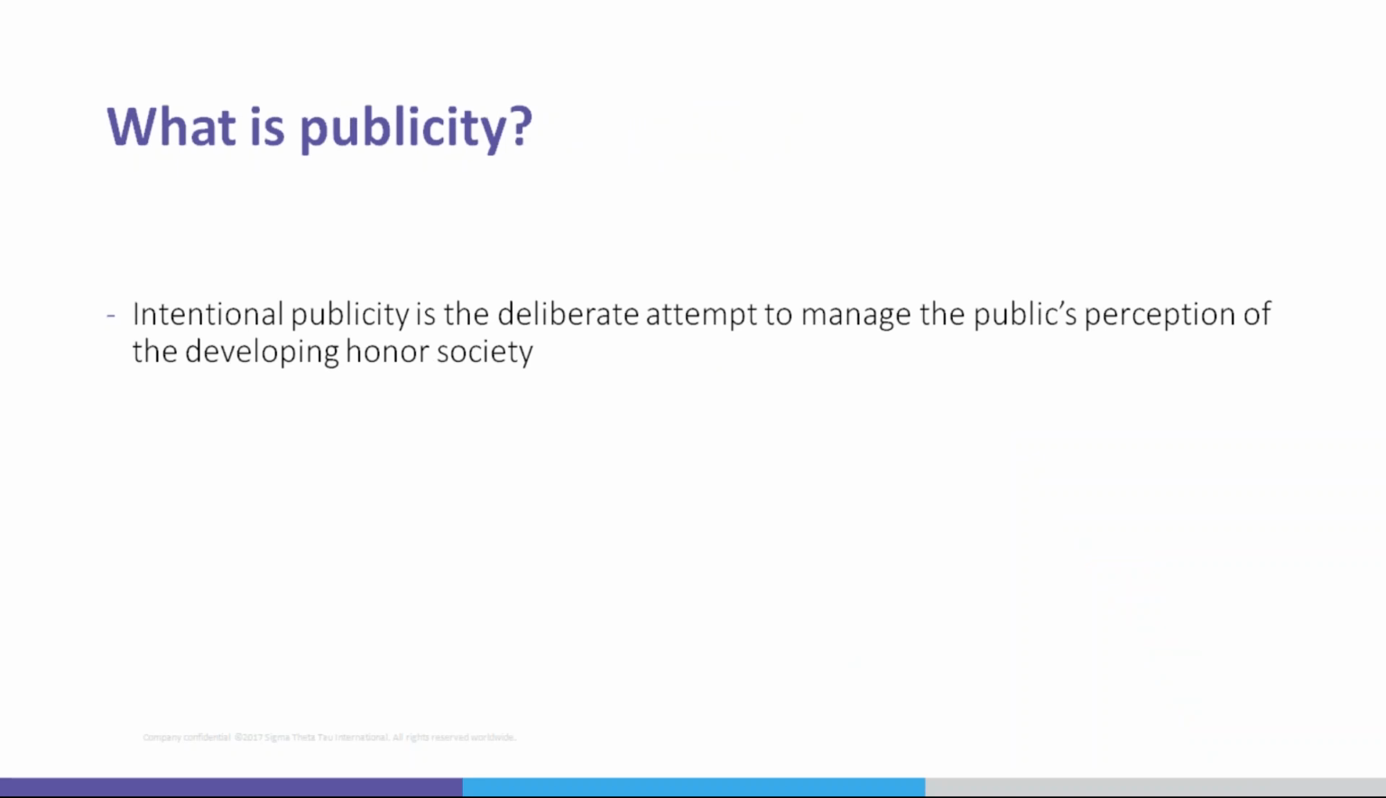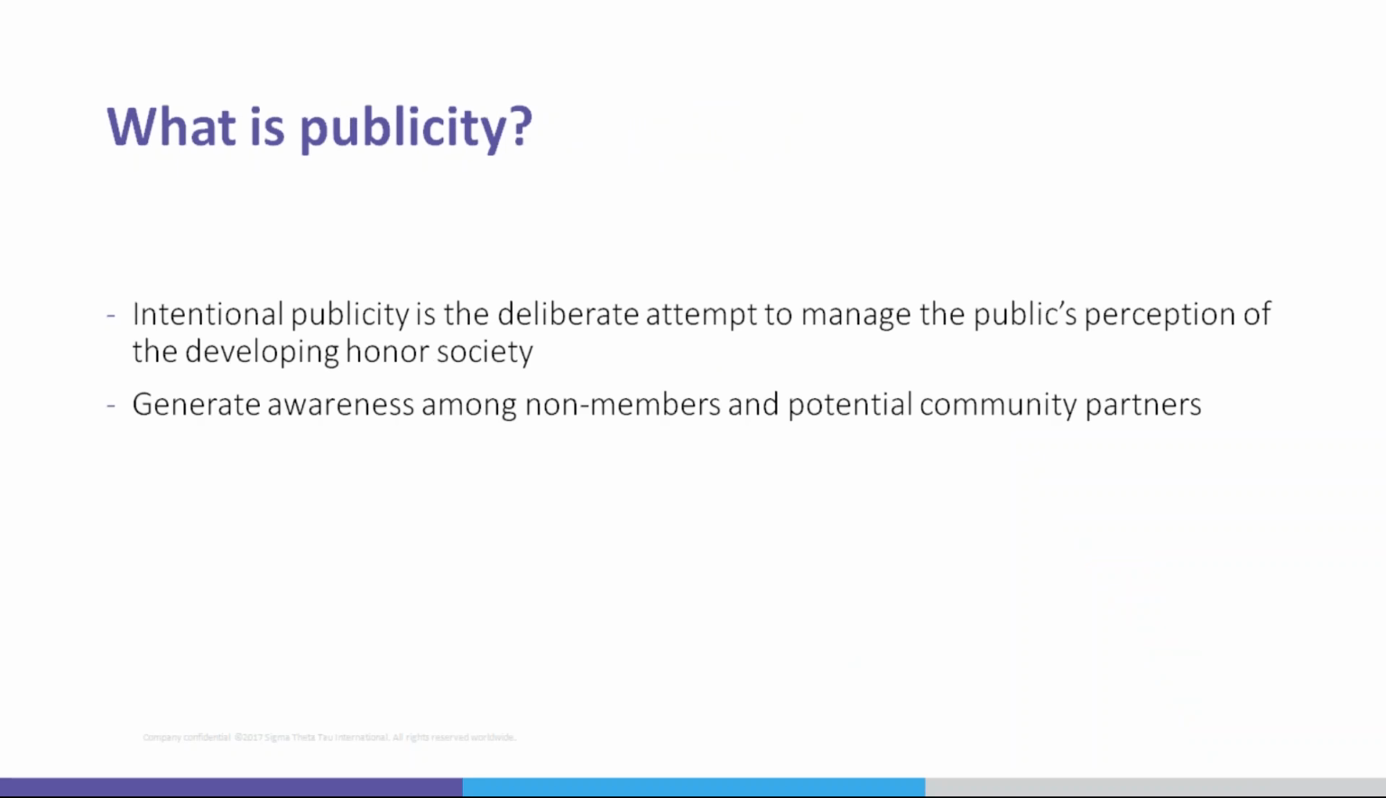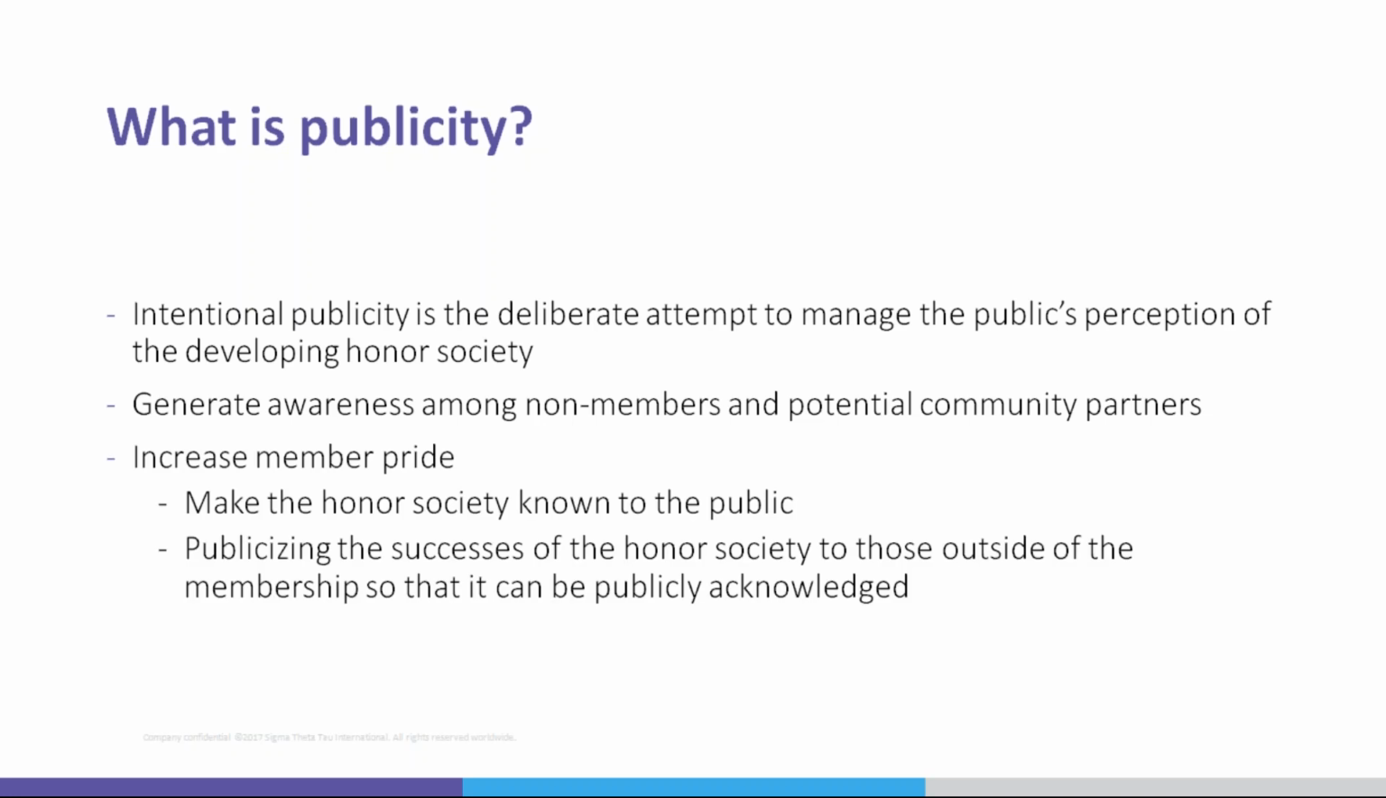Intentional publicity is the deliberate attempt to manage the public's perception of the Developing Honor Society. It is also used to generate awareness among non-members and potential community partners. Publicity can be used to increase member pride. Making the Honor Society known and recognizable to the public, and then publicizing the successes of the Honor Society and its members can give outside acknowledgement.